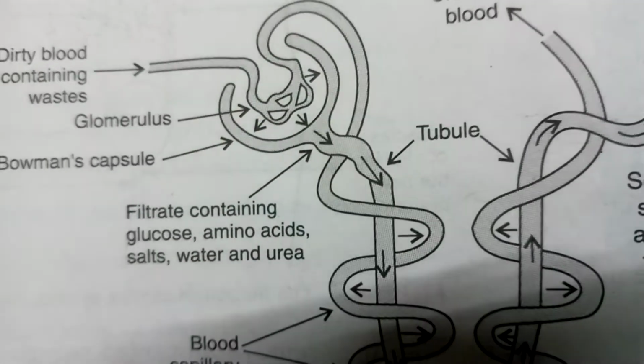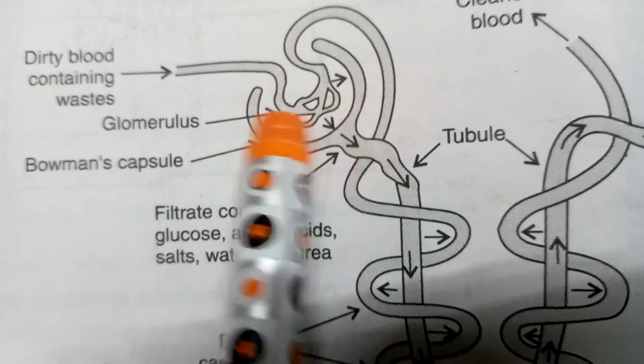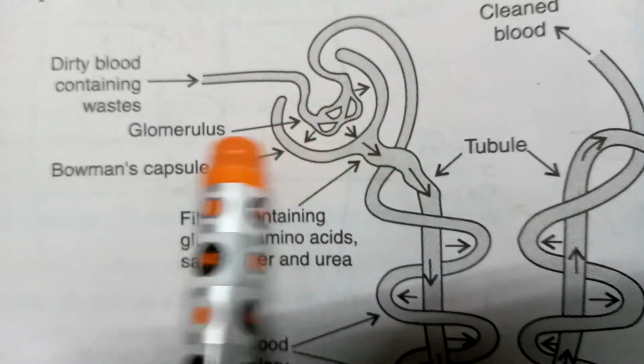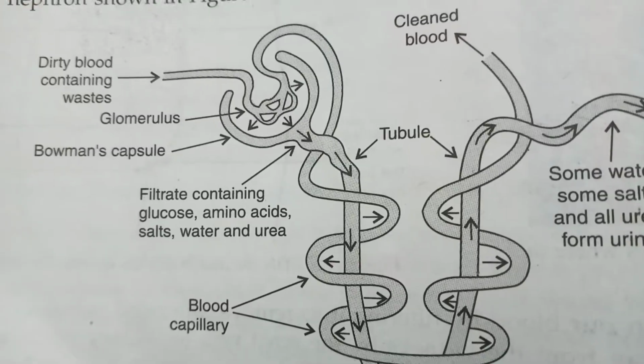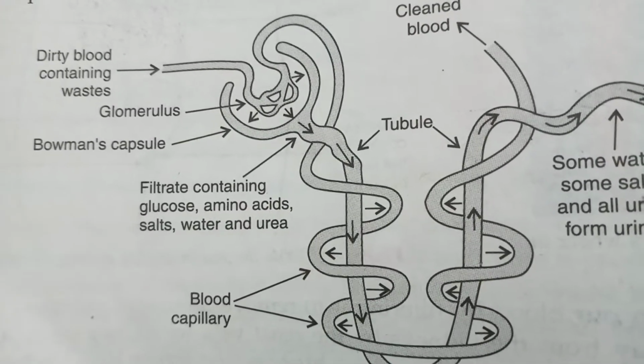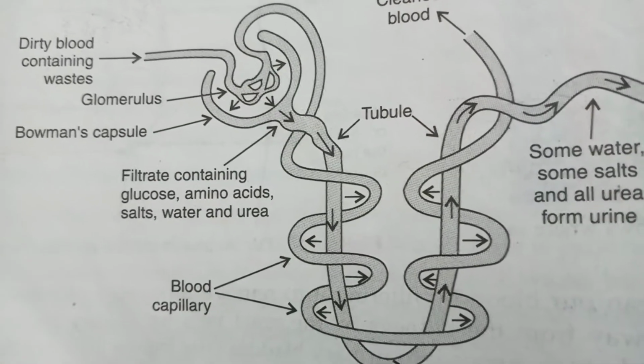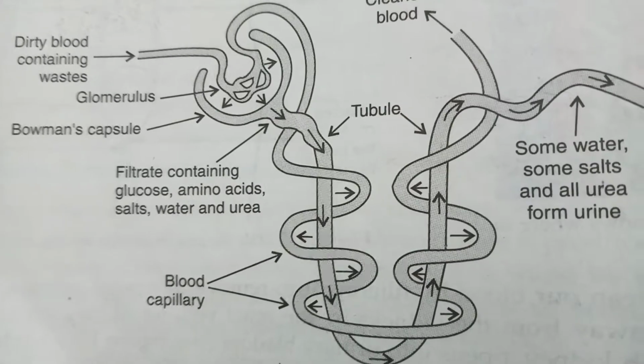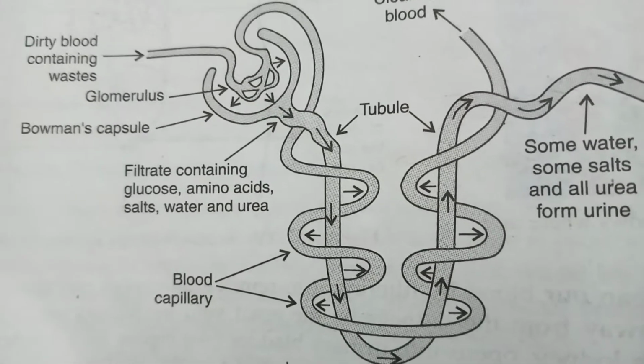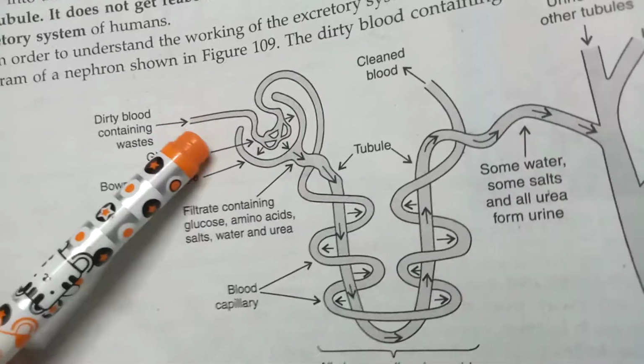The Bowman's capsule contains a bundle of blood capillaries. This bundle of blood capillaries is known as the glomerulus. We have already known that the nephron is the structural and functional unit of the kidney. That means the nephron is the filter of our dirty blood. Now we will see how the nephron functions.